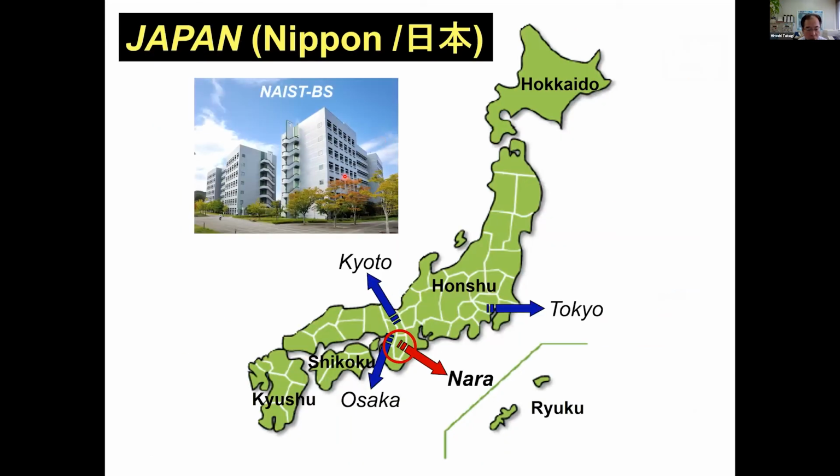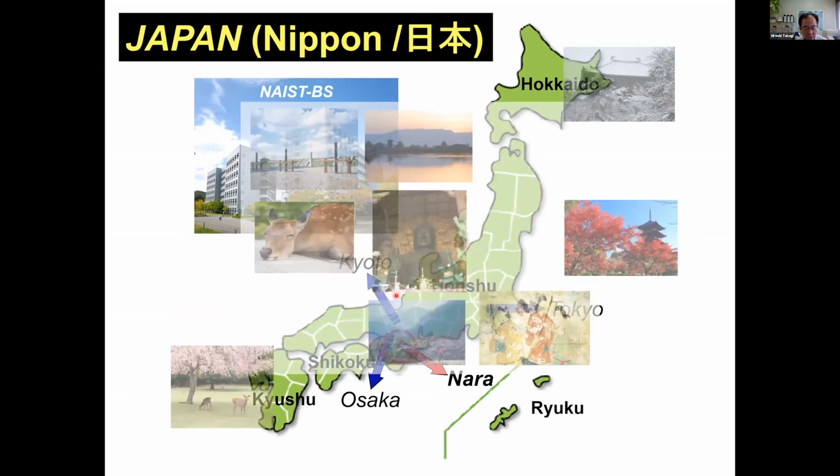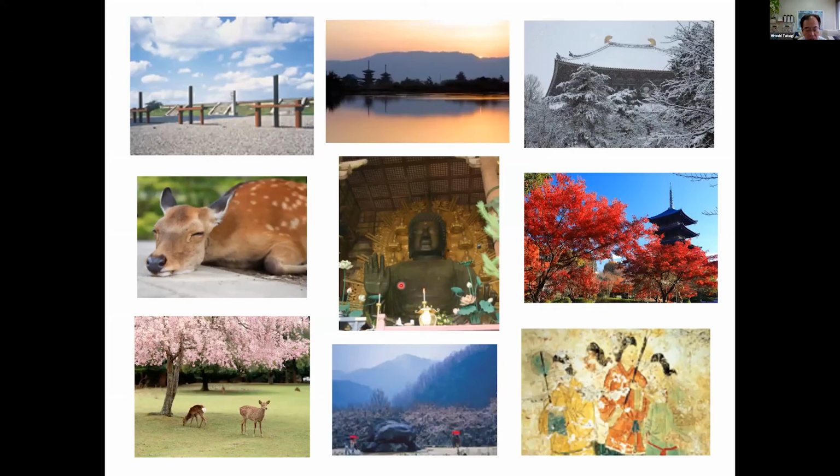My institute, NIST, Nara Institute of Science and Technology, is located in Nara, which is an inland prefecture near two big cities, Osaka and Kyoto. Its main industries are tourism, textile, timber, and lumber. Nara occupies an important position in the history of Japan. It is said that Japan's first state, Yamatai, was located here.